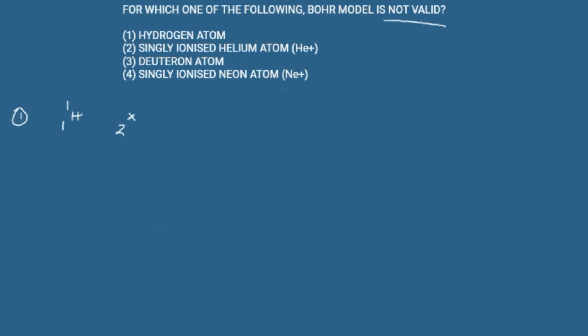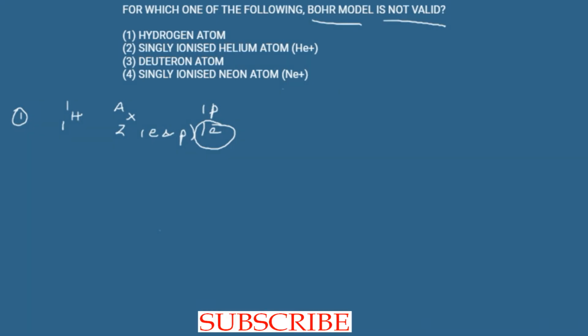It is ZXA, where Z represents the atomic number and A represents the mass number. Z represents the total number of electrons and protons in an atom. The hydrogen atom contains one proton and one electron. For a single electron system, Bohr's model is very successful in finding the energy values of the electrons, and everything can be explained in a clear way. So it is valid, and the first option goes wrong.